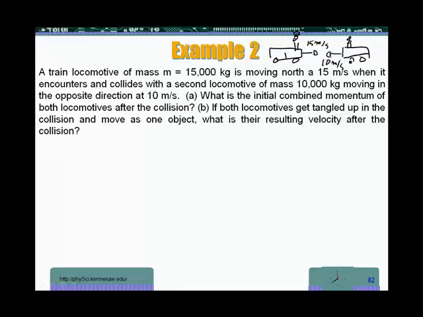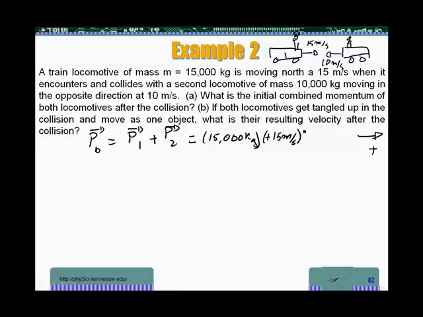Okay, now the question is, what is the initial combined momentum of both locomotives? So momentum before of both locomotives is going to be momentum of locomotive 1 plus momentum of locomotive 2. Now, when we take the positive direction forward along the north like we did last time, then momentum 1 is going to be 1,500 kilograms times plus 15 meters per second.